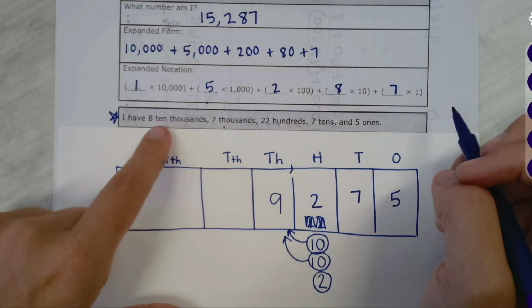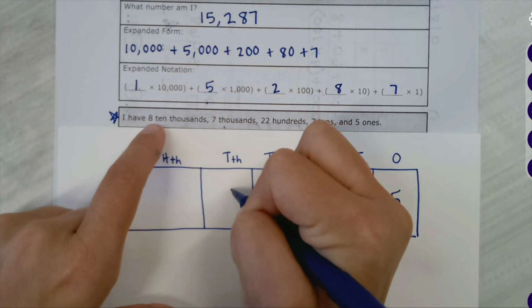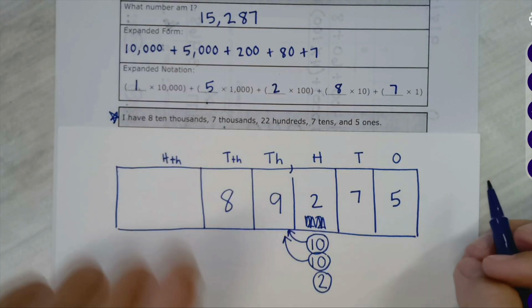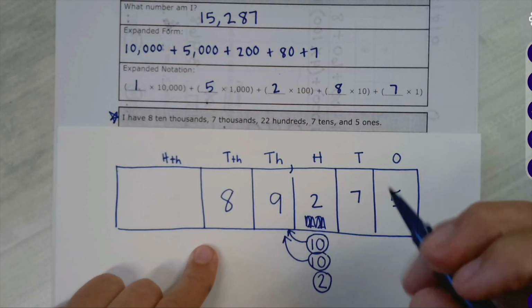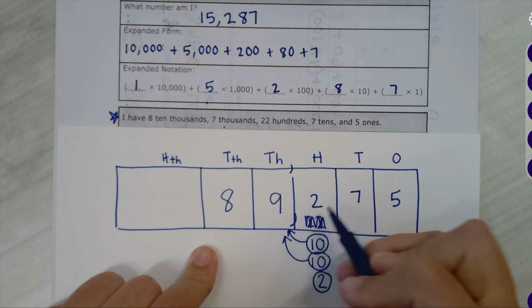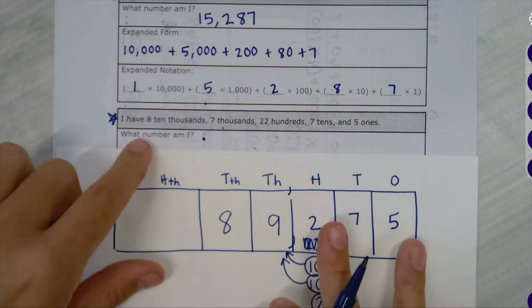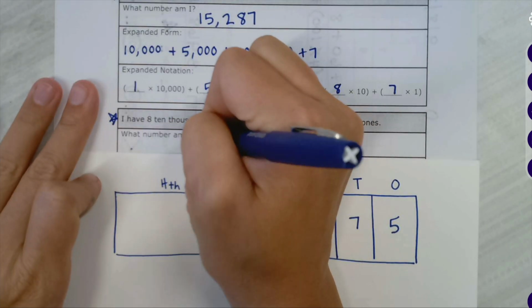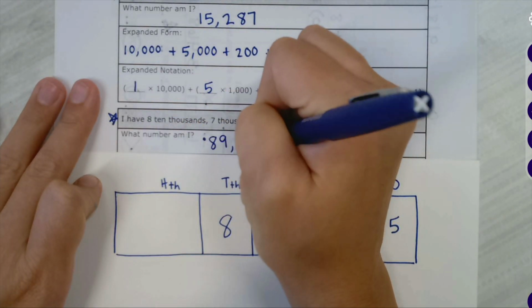All right, now I'm at my 10,000s place. 8 10,000s. Well, here's the 10,000s place. It's 1 digit, so I can just leave it. This tells me that I have 89,275. So what number am I? 89,275.